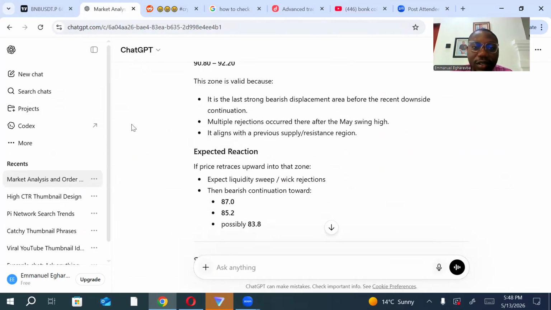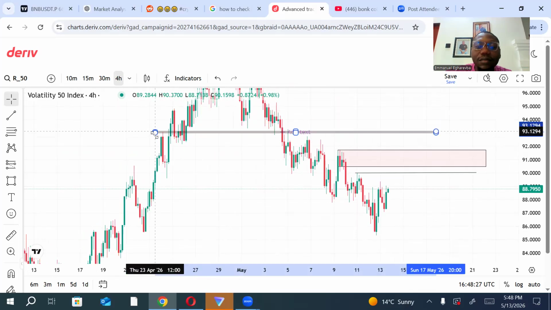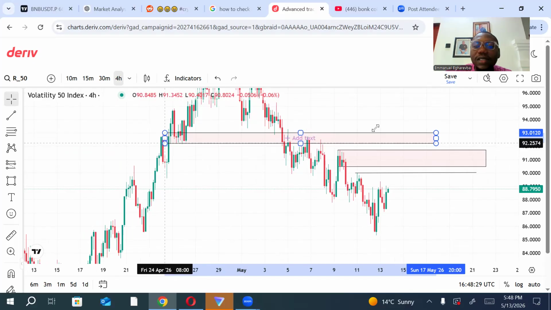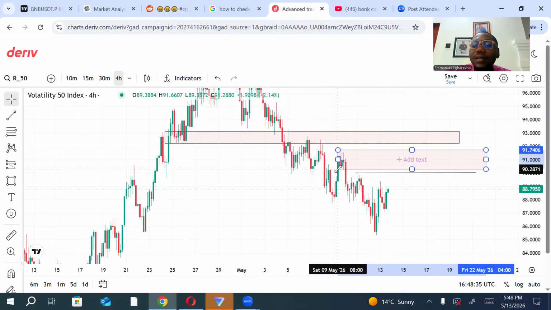This zone is valid because it is the last strong bearish displacement area before the recent downside continuation. Multiple rejections occurred there after the May swing high. It aligns with a previous supply resistance region, which is this resistance region that we have here. So this was the last impulsive move that we had.